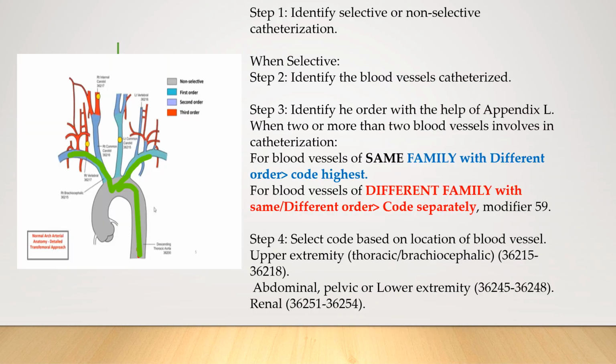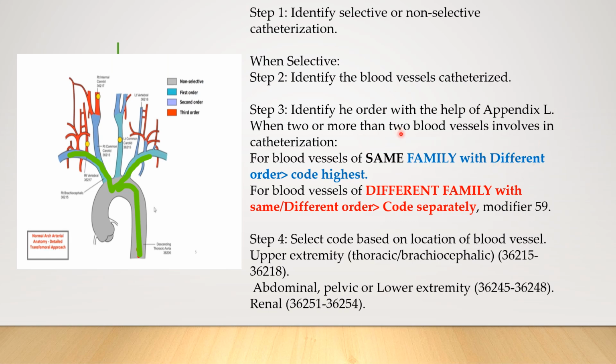Now let us understand the guideline. The first step is to identify whether you have done selective or non-selective catheterization. You pretty much know what is selective and what is non-selective. When selective, identify the blood vessel catheterized, because selective means you are entering a particular branch, so you must know everything about that branch. Second, identify the order with the help of Appendix L.